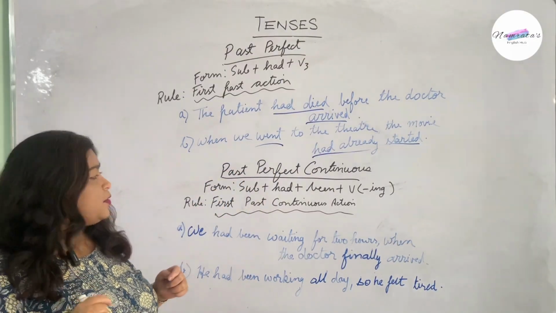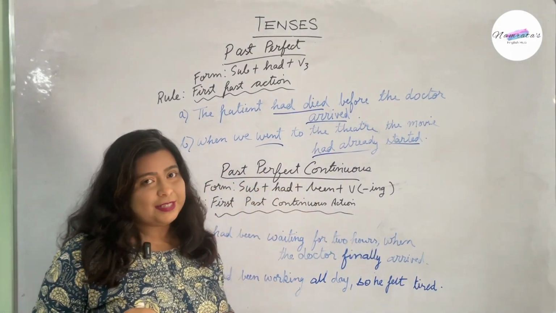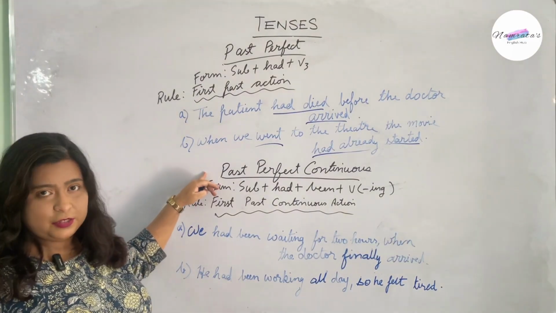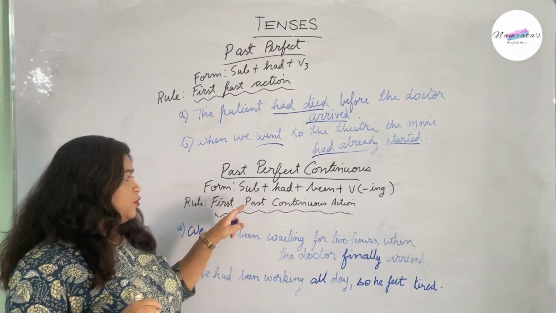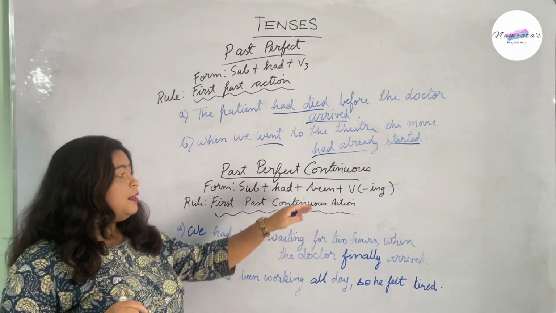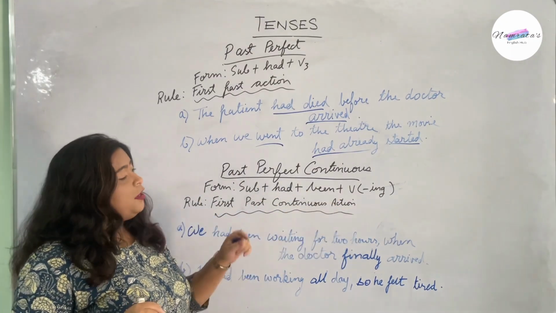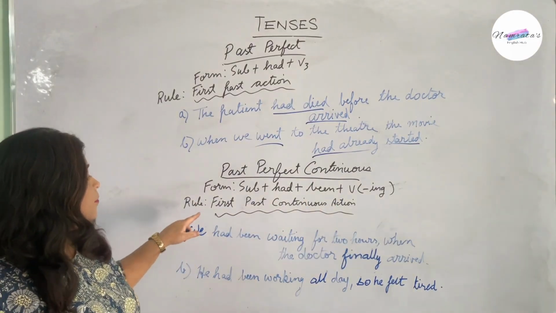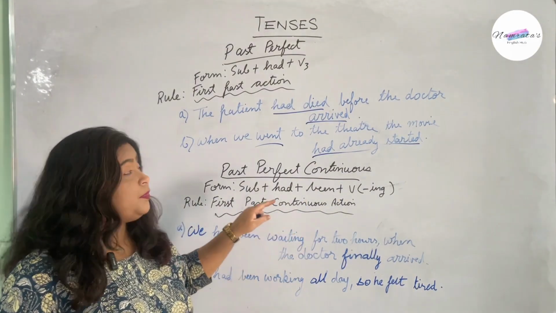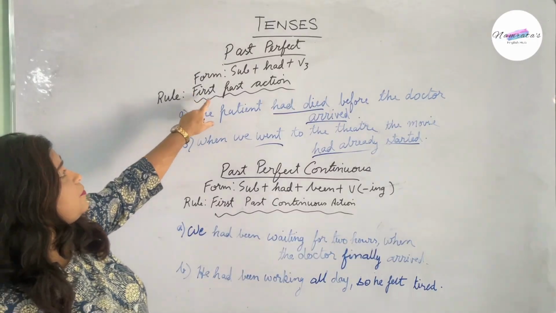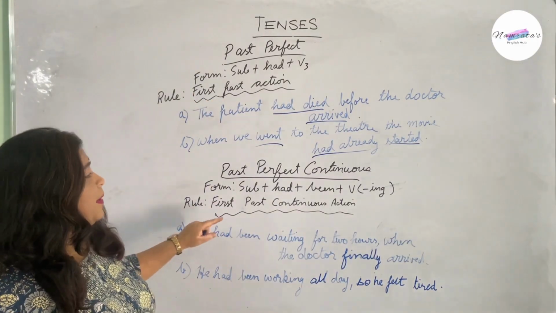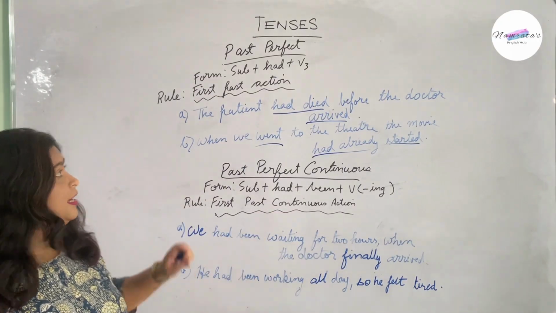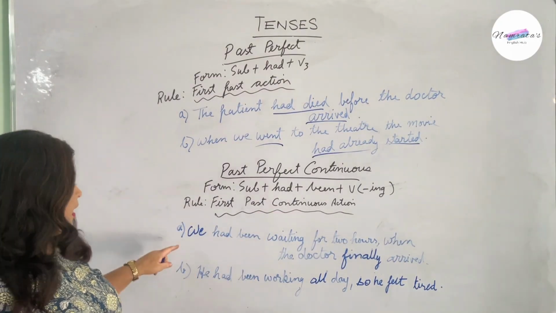Okay, next one is past perfect continuous tense. There is again a link between past perfect tense and past perfect continuous tense. The form is subject plus had plus been plus the ing form of the verb. Verb ing, why? Because this is a continuous tense. Now see, in past perfect, it was the first past action. In past perfect continuous, it is the first past continuous action. The rule is the same.